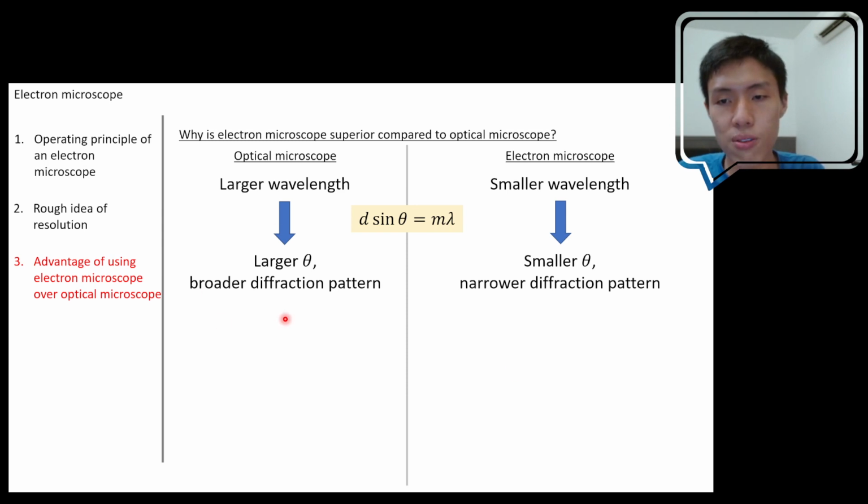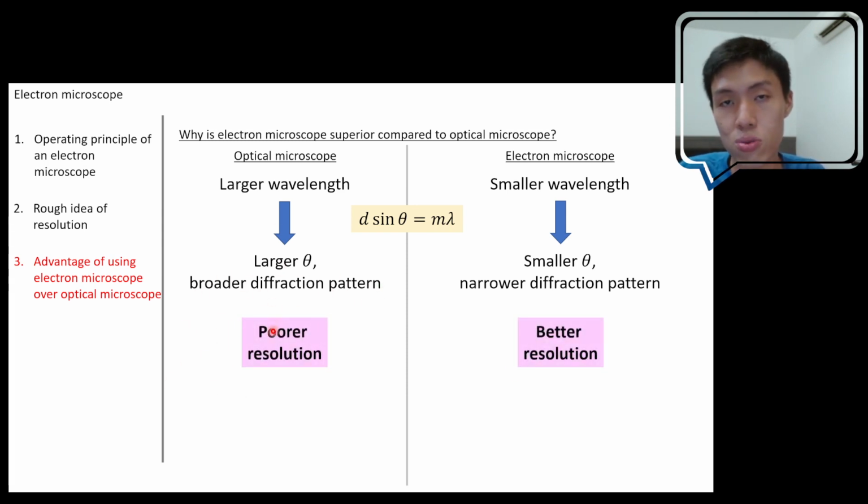Okay, so if you have a broader diffraction pattern, what happens is you have a poorer resolution. Because let's say the left eye of the cat spreads out by that much, the right eye of the cat spreads out by that much. In that case, they spread out so much that they overlap each other significantly. You're not able to differentiate between the two eyes of the cat. Okay, of course, for a cat you're able to differentiate. I'm just saying an example.